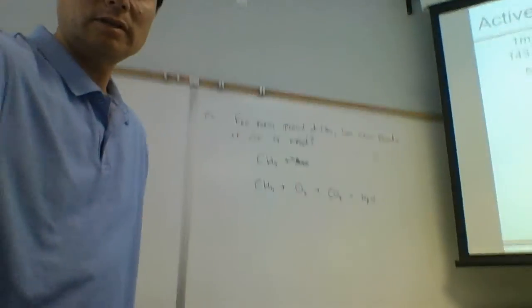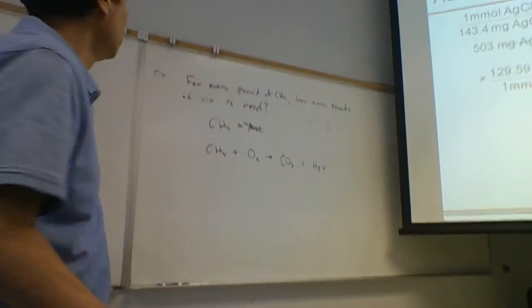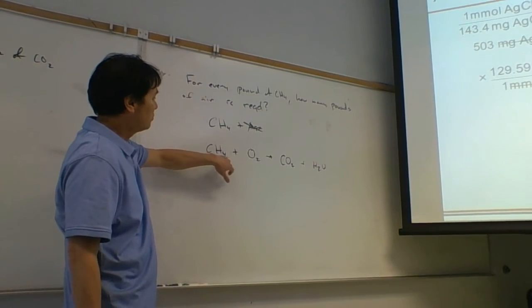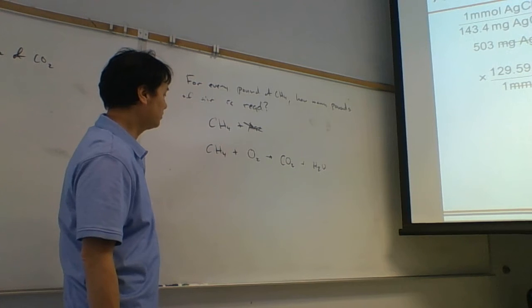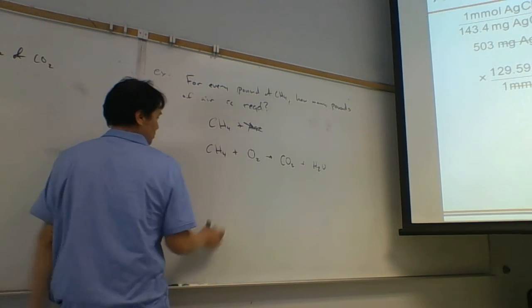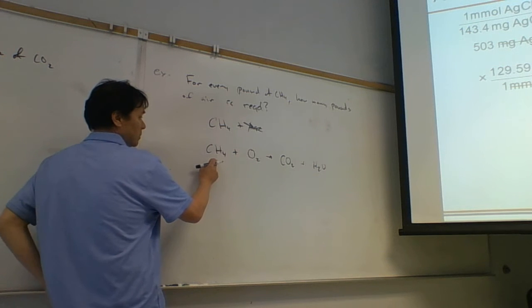Okay, so we're doing this next problem here. For every pound of methane, how many pounds of air is required? And so for this, we don't need to split it up into half reactions, we'll just balance. But we aren't going to balance by ions like we did the last problem. What we're going to do is balance by atoms.